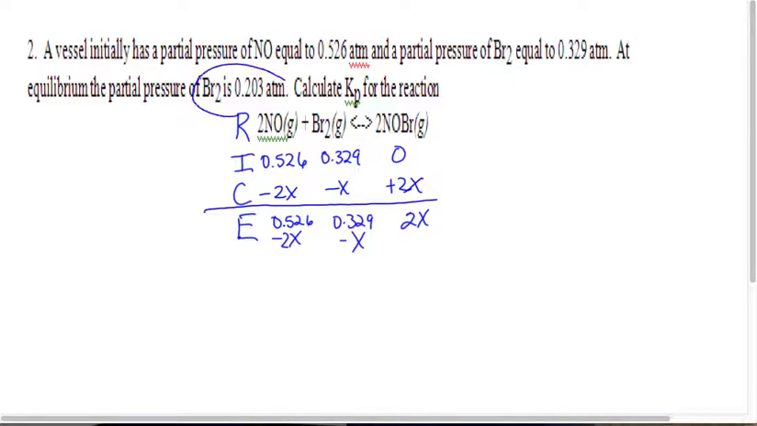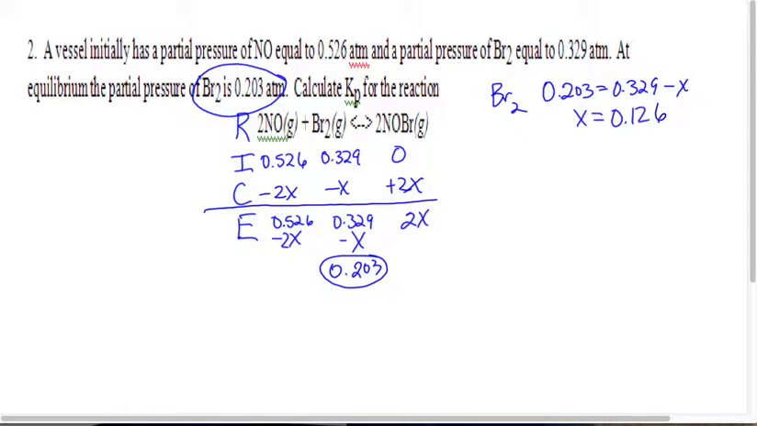Yeah, they gave us the partial pressure of Br2. So this down here is 0.203. That's our equilibrium pressure. So we're going to utilize that to find what? x. So on that equilibrium line for Br2, I have 0.203 is equal to 0.329 minus x. So when I solve for x, what do I get? 0.126. Now I can take that x and substitute it into the other stuff in the E line.